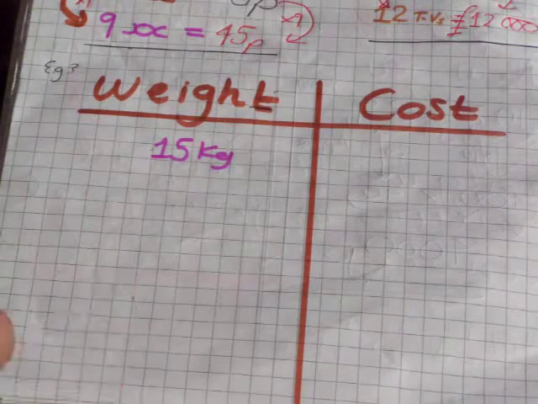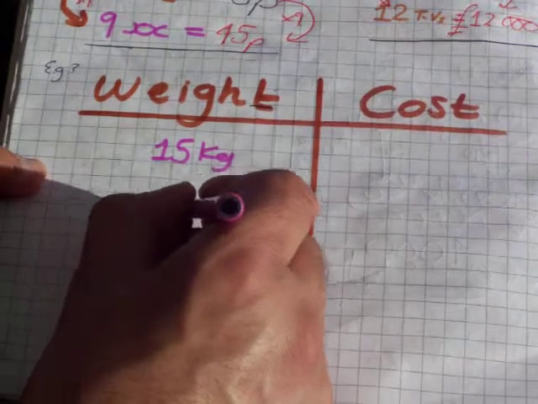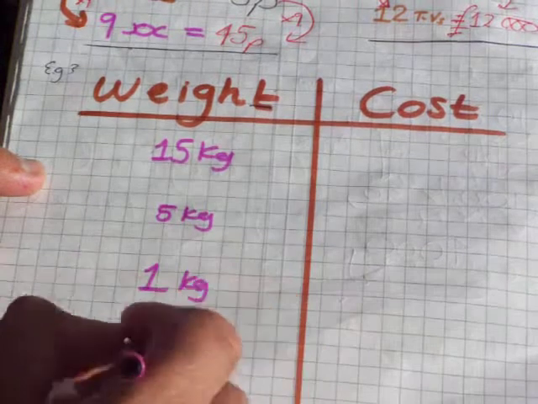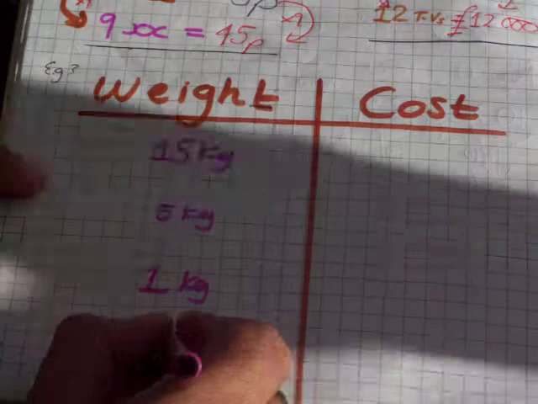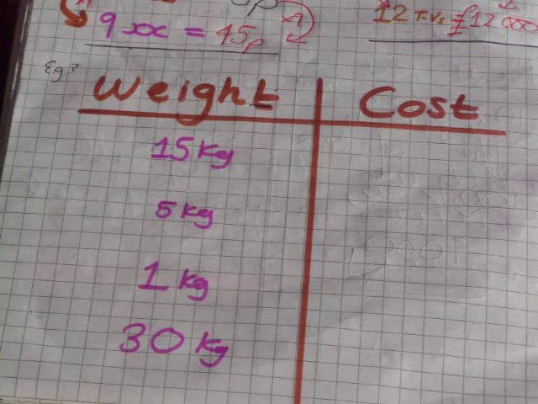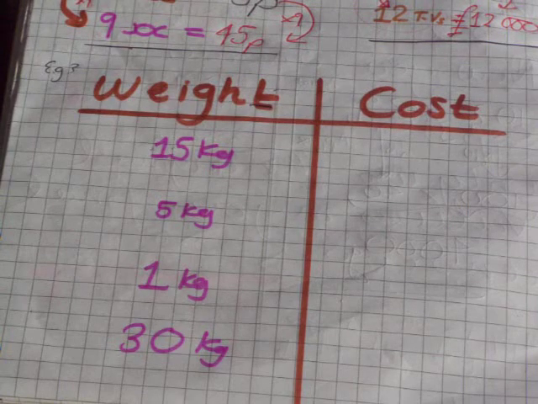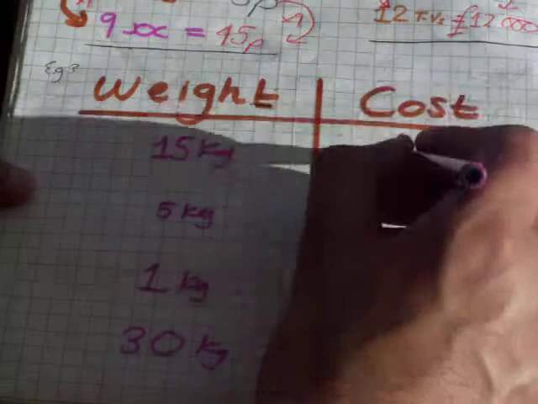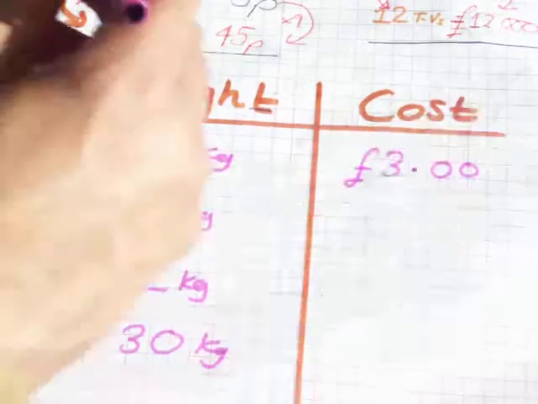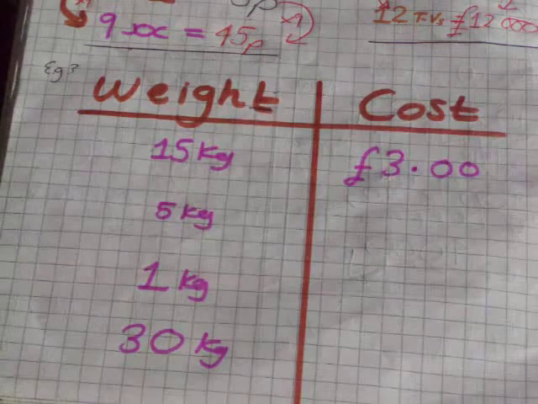So 15 kilograms, we have 5 kilograms. Then we have 1 kilogram. And then we have 30 kilograms. That's lovely. Okay, let's change color. Now, we are told that 15 kilograms costs us £3. Okay, Moyies, are you watching?